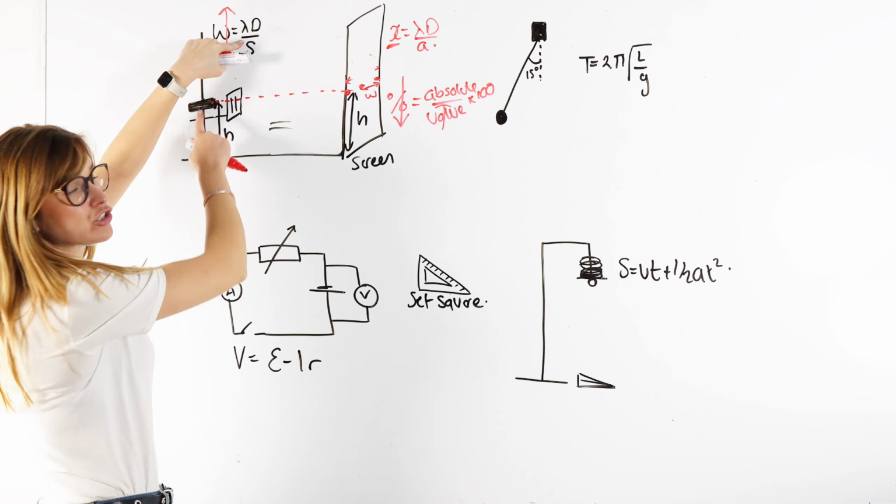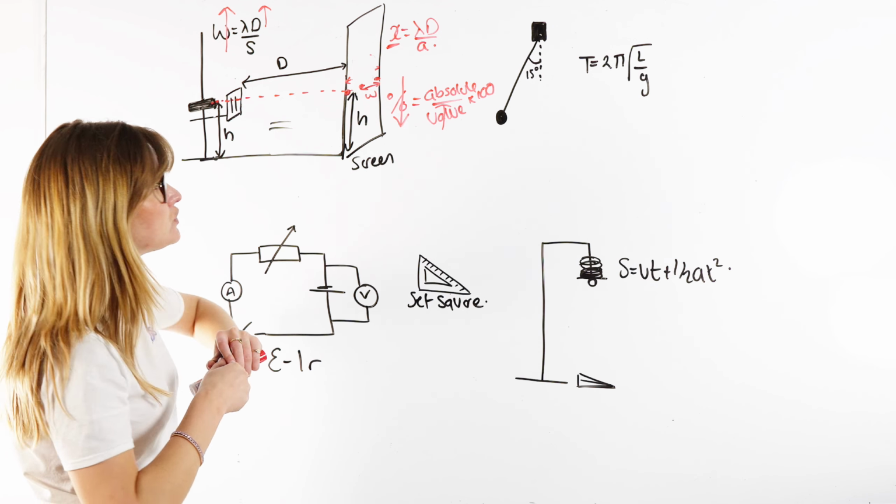So one thing I could do is move that distance between my screen and my slits much bigger. So then my W's are much further apart. My fringe spacing is much further apart. So I get a bigger value. So there are multiple ways that we could get an improved experiment.